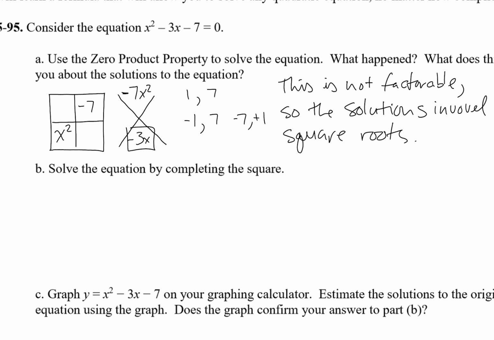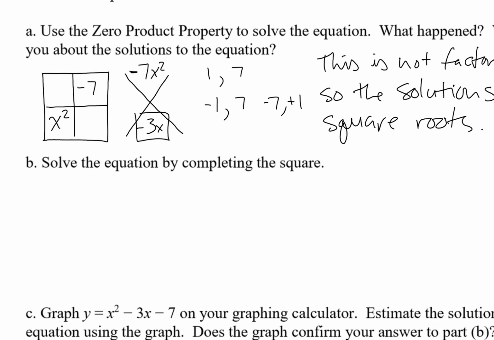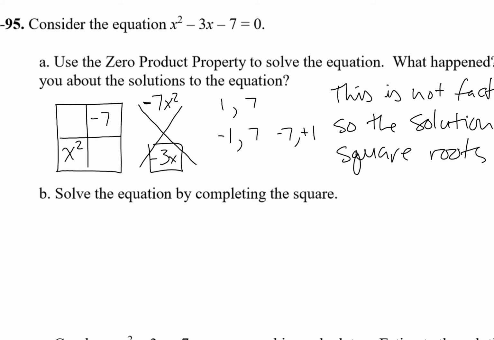So let's go to part B. It says, now solve this equation by completing the square. We're getting better at that all the time. So let's go ahead and write this down. If I solve this by completing the square, I've got x squared minus 3x. I'm going to add 7 to both sides right off the bat, so that's positive 7.